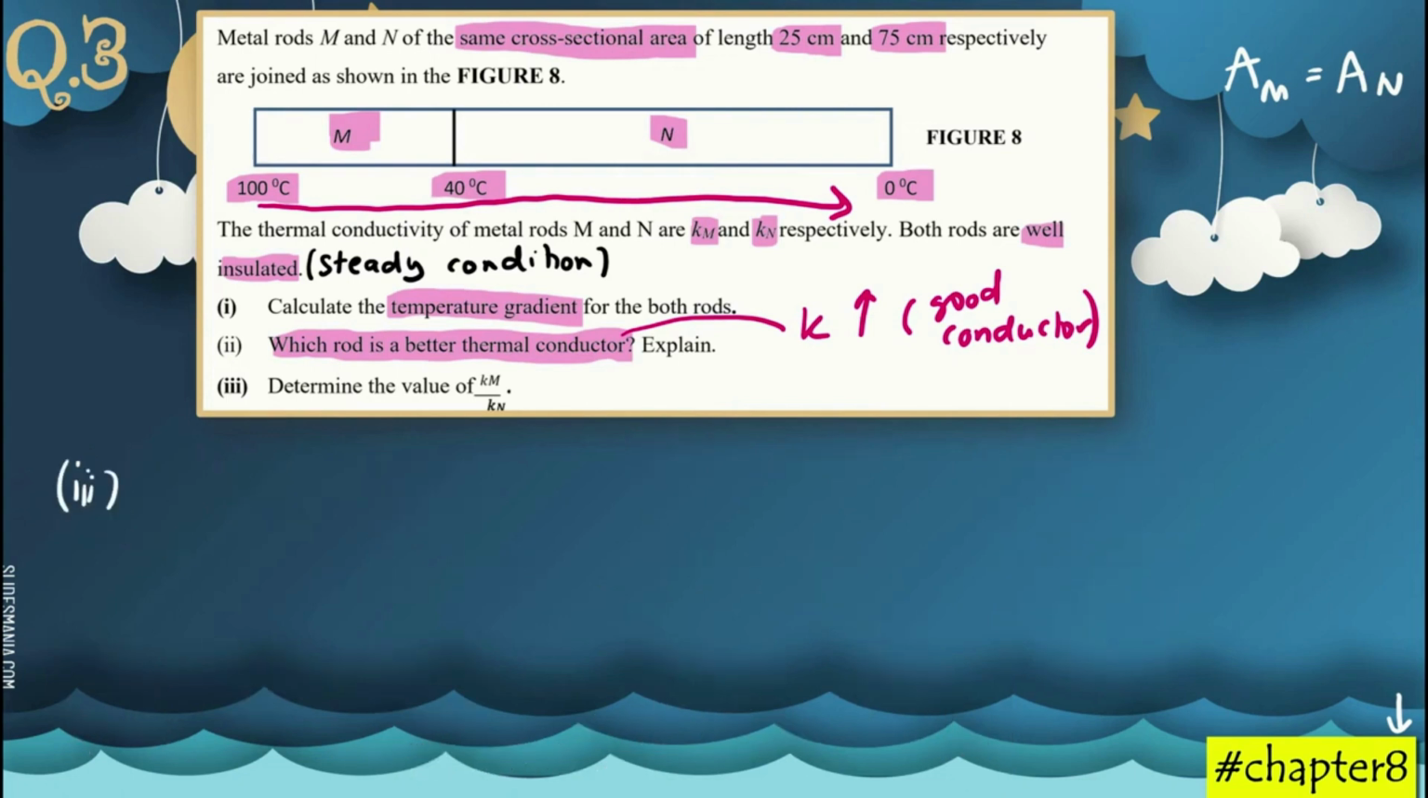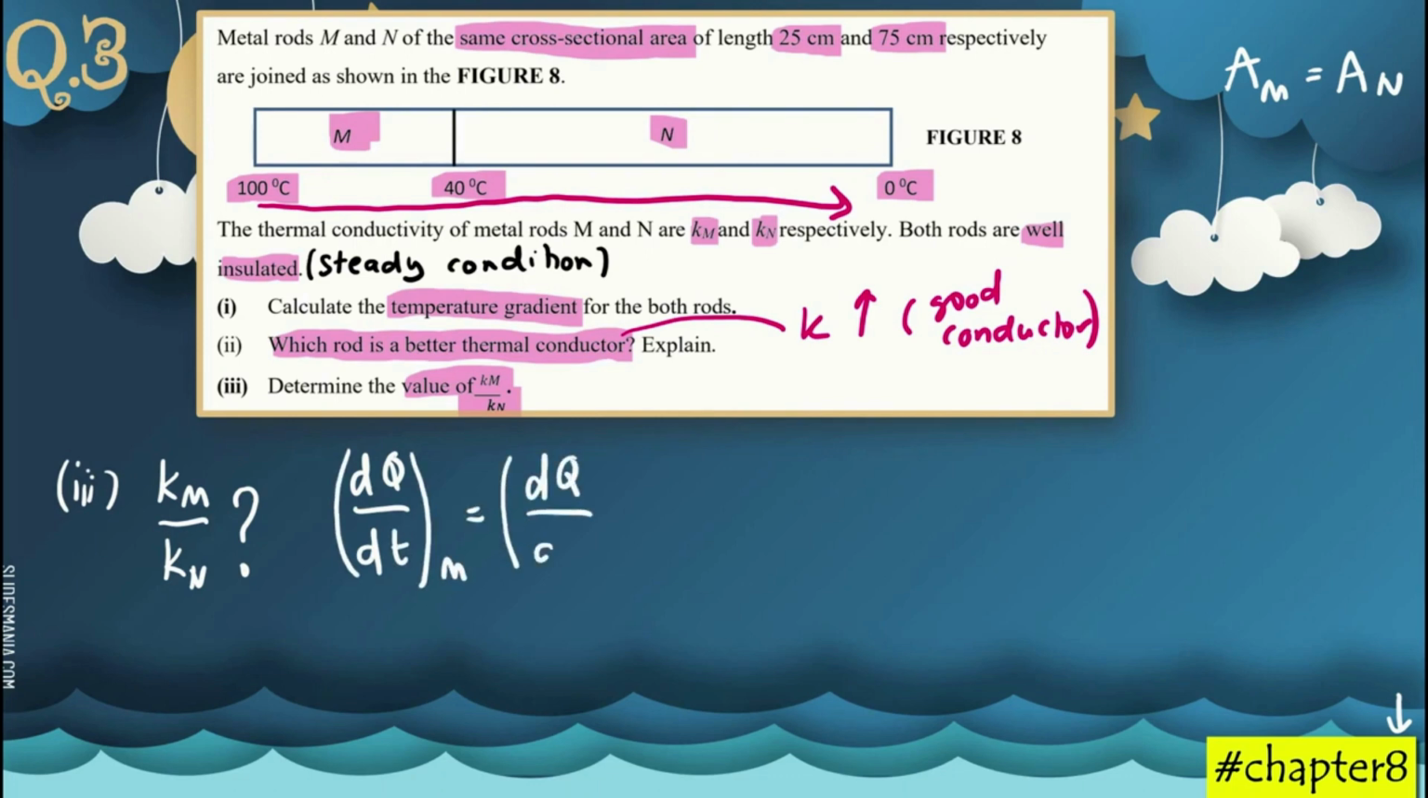For the third question, we want to determine the ratio or the value of Km over Kn. So it's basically the ratio of Km to Kn. So this is what we want to find out. As I have mentioned just now, the rate of heat transfer for M is equal to the rate of heat transfer of rod N. So both are the same. So now we can expand the equation from this situation.